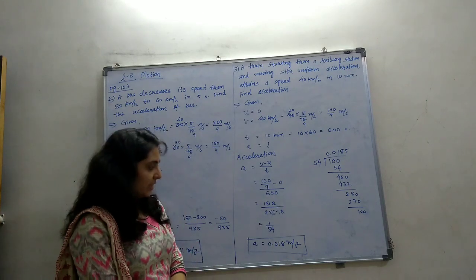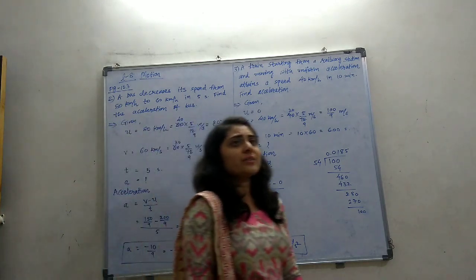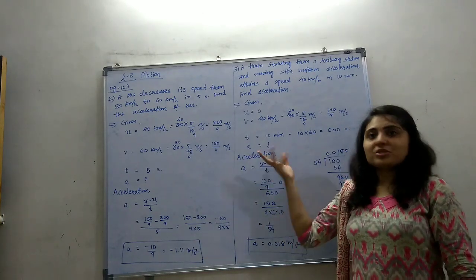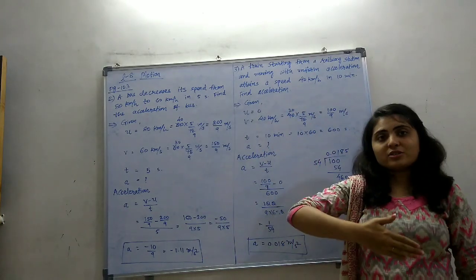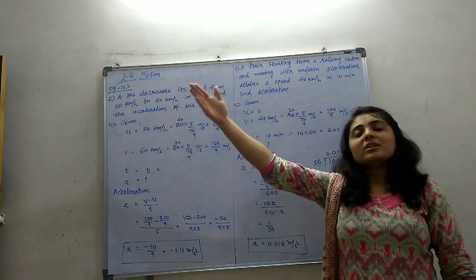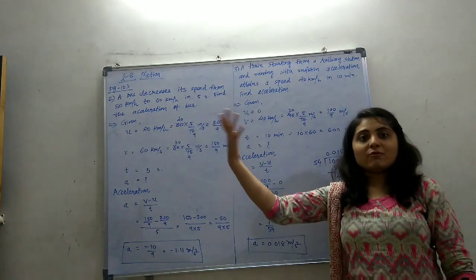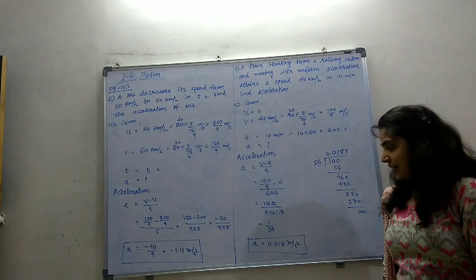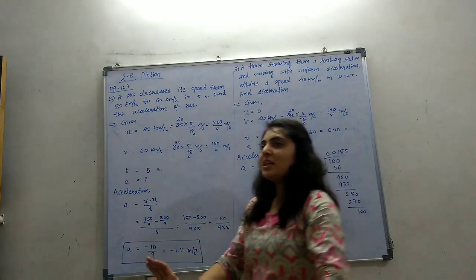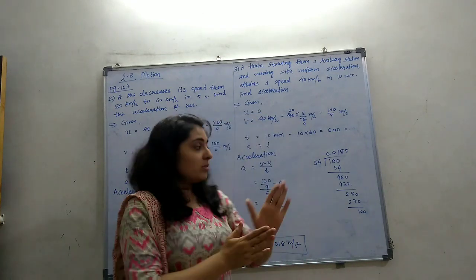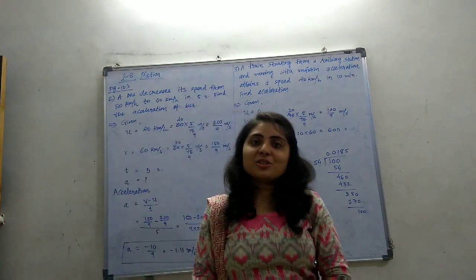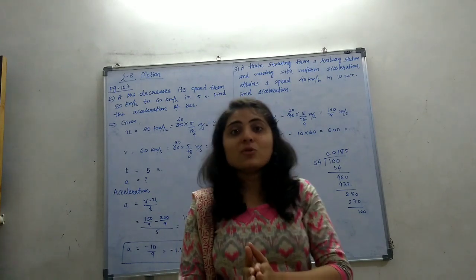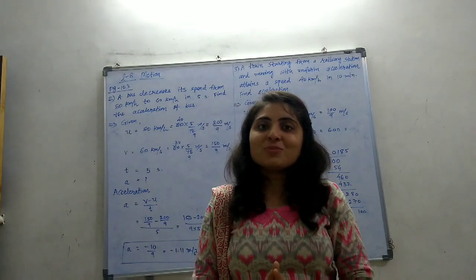Is it positive? Yes. Positive acceleration represents that the train speed increases. So yes, it is increasing from rest position to attain some speed like 40 kilometer per hour. That's why it is a positive acceleration. So this is the simple calculation based on one acceleration formula. So write it down in your notebook, and if you still have any doubt, you can ask me. Thank you.